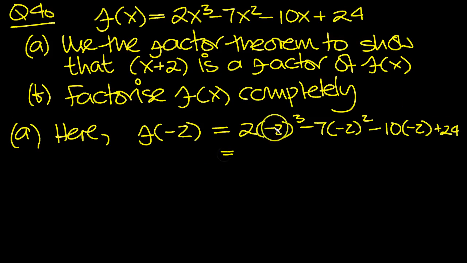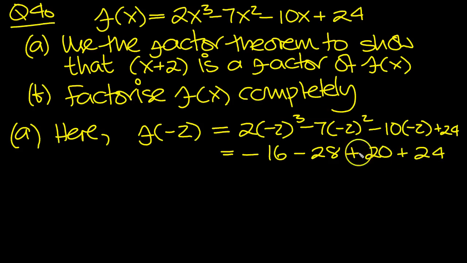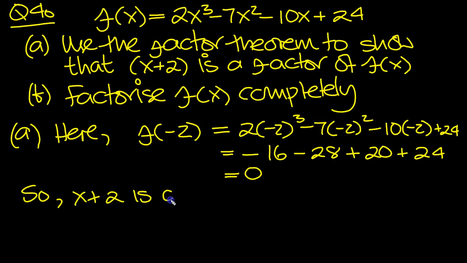So that's equal to then, minus cubed is a minus, 2 cubed is 8, times 2 is 16, minus 16. This is 4, plus 4, 7 4s are 28 with a minus. Then plus 20, minus times minus is plus, 10 2s are 20, plus 24. So we've got 44 here, we've got minus 44 here, equals 0. So x plus 2 is a factor.